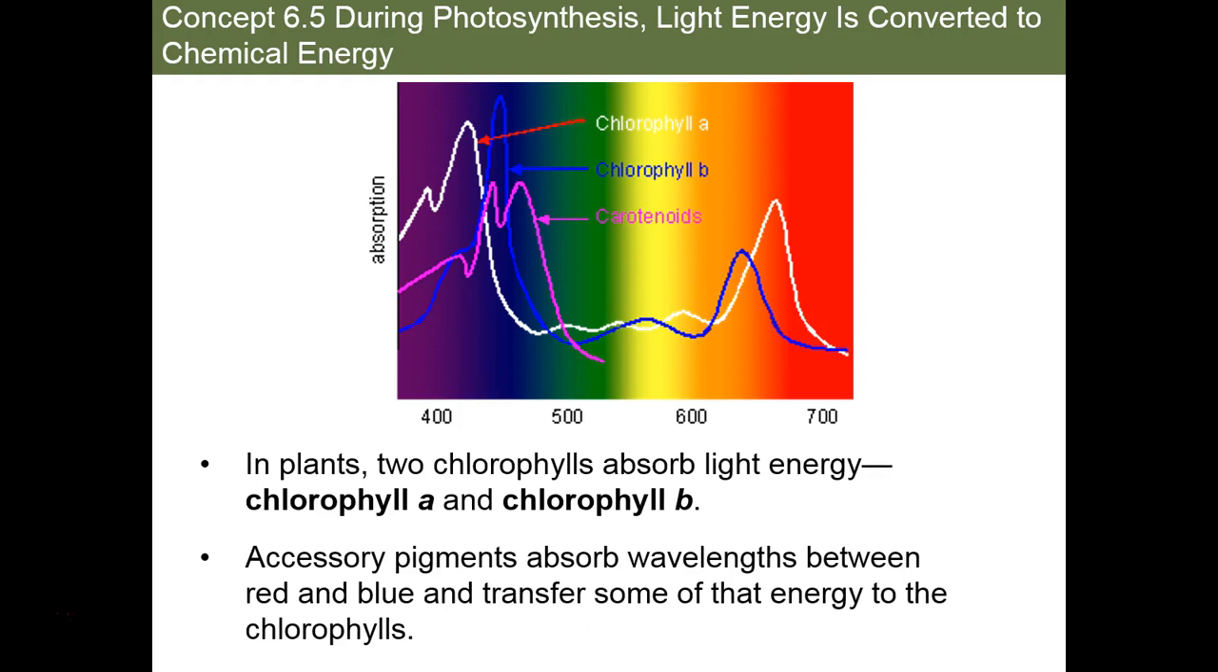Plants have two chlorophyll pigments that absorb light energy, chlorophyll A and chlorophyll B. There are some accessory pigments such as carotenoids and xanthophyll. These accessory pigments absorb wavelengths between red and blue and pass that energy to the chlorophylls. These accessory pigments are the colors you see in the fall as the green chlorophylls begin to break down.